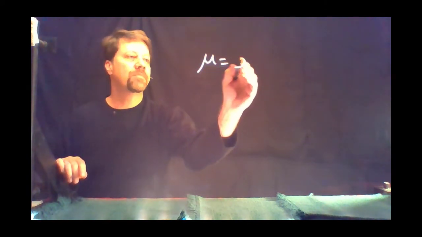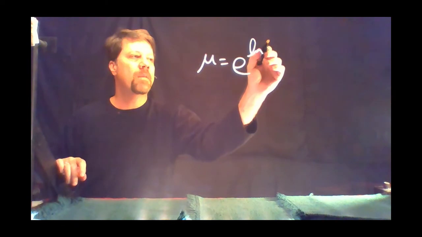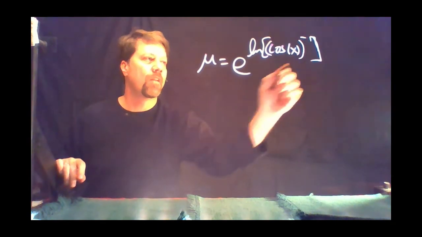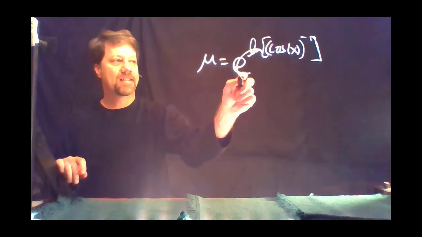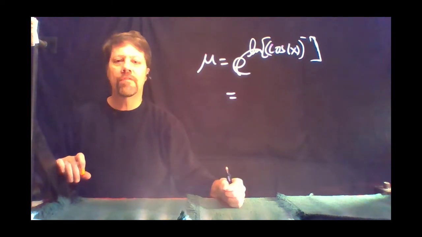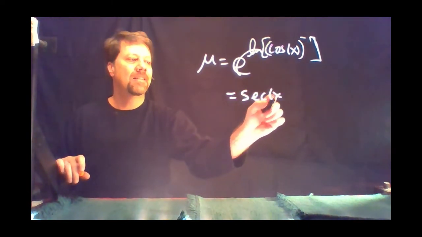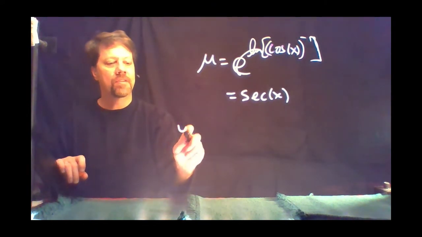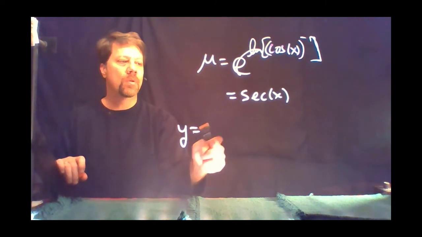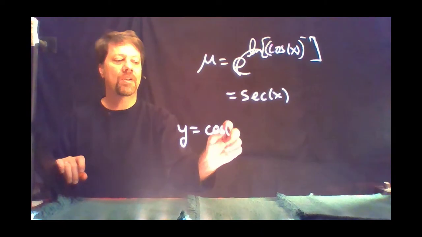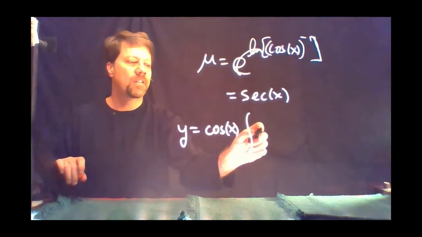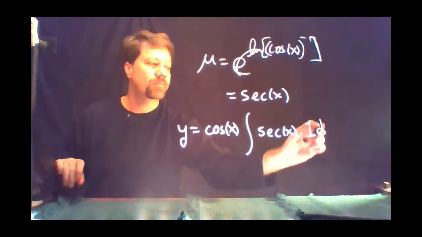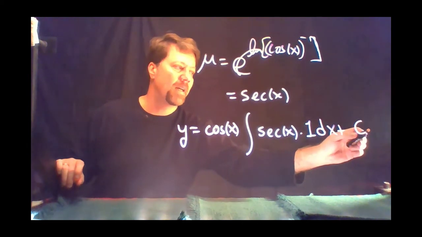In the integrating factor, the minus can be moved right here using the property of logs. Then we can cancel the e and the log. We'll have 1 over cosine, but that's secant of x. So the integrating factor is secant of x. The solution is y equals 1 over mu. 1 over the secant is cosine, times the integral of mu, which is secant of x, q, which in this case was 1, plus c divided by mu.